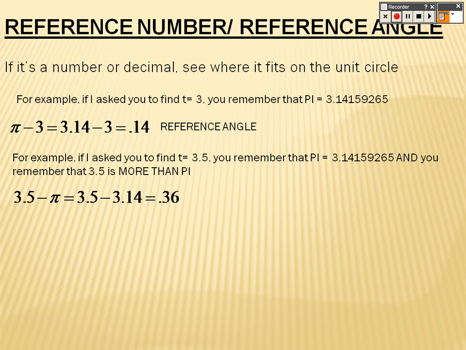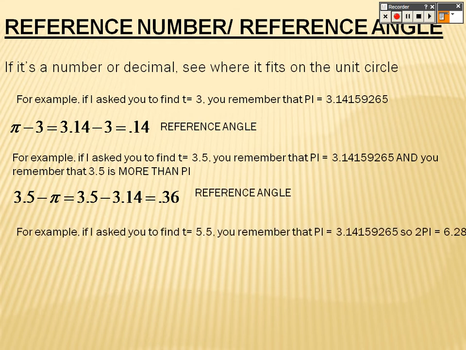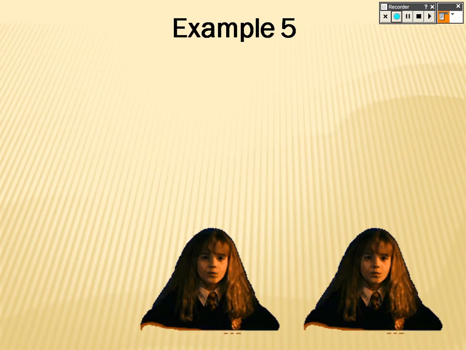So you have to remember. And if you don't remember, just type it in. Press pi, enter. You'll get 3.14. If someone gives you 18 pi over 7 and you don't know what that is, type it in the calculator and see what it is as a decimal. It'll help you get your answer. If we gave you 5.5, well, you know that pi is 3.14, 2 pi is 6.28, right? So you do 2 pi minus that to get 0.78 as your reference angle.